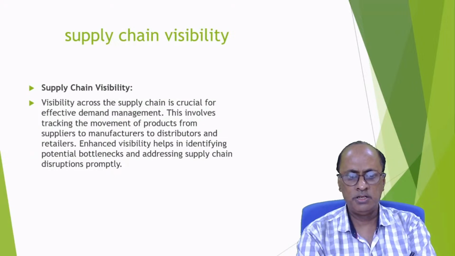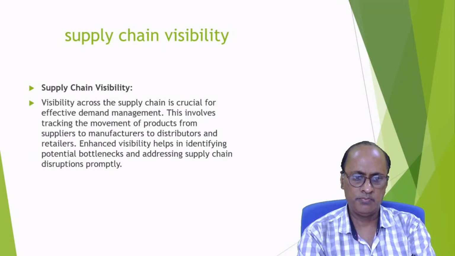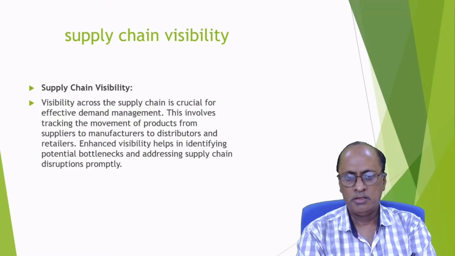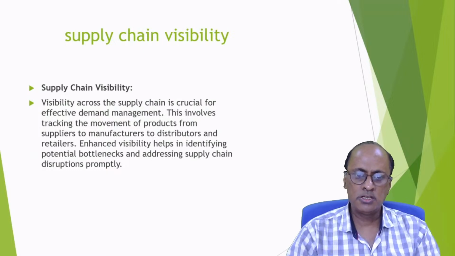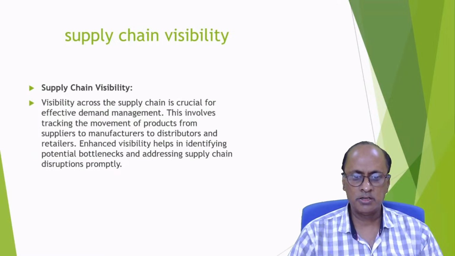Then supply chain visibility. Visibility across the supply chain is crucial for effective demand management. This involves tracking the movement of products from supplier to manufacturers to distributor and retailers. Enhanced visibility helps in identifying the potential bottlenecks, addressing the supply chain disruption promptly. That means by leveraging the technology, we can track what is the status of our goods across the supply chain. It involves tracking the movements of goods.